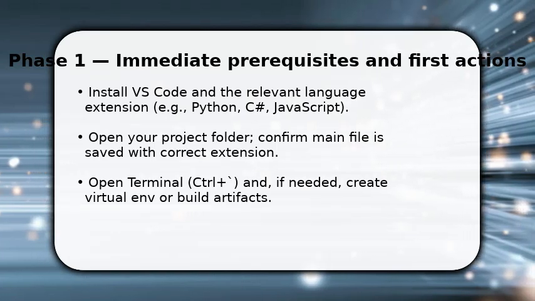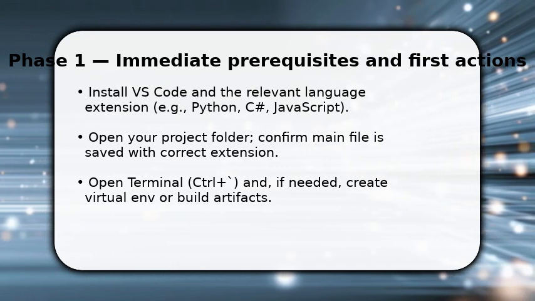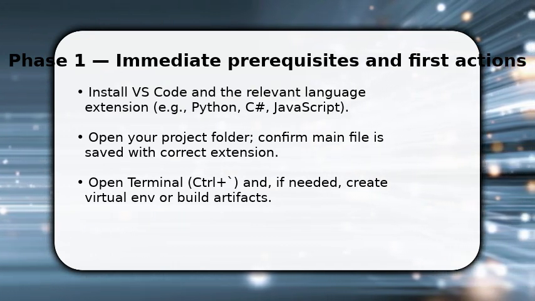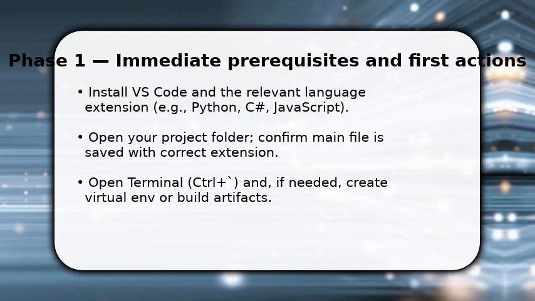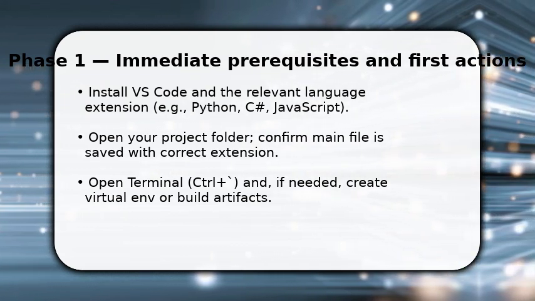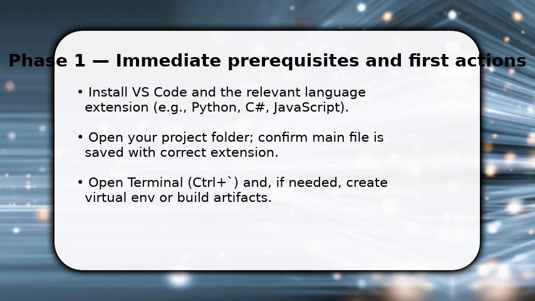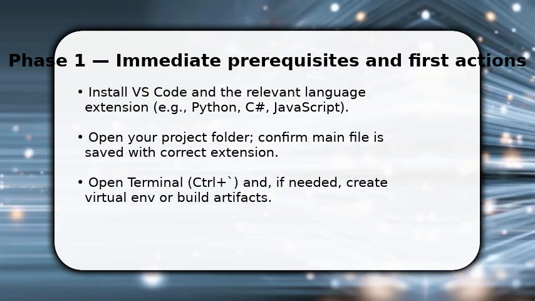You start by ensuring VS Code and the language extension are installed. This is the fastest way to get meaningful output. Open your project folder and focus on the file you will run. Make sure it is saved with the proper extension so the runner recognizes it.